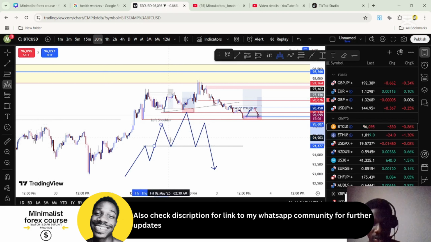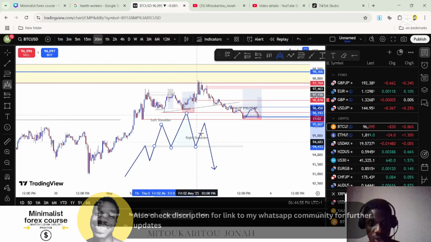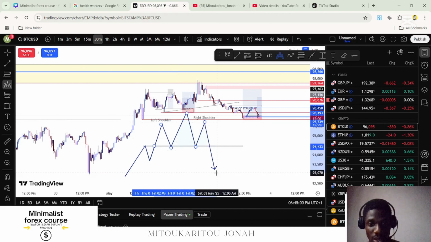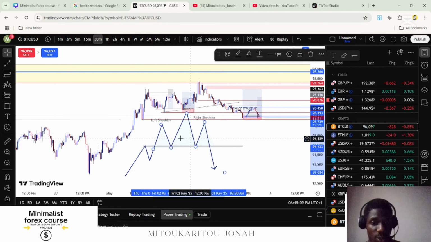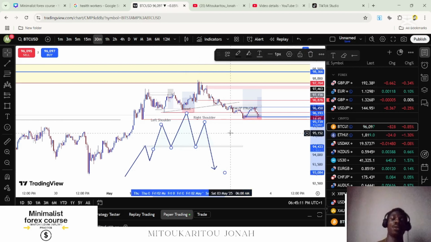And there are certain ways people trade them. I don't use them. I'm just showing you, because this course is for absolute beginners. Like I said, I'm just showing you everything I know. So this is a head and shoulders pattern. Once you see this in the market, it's a reversal.